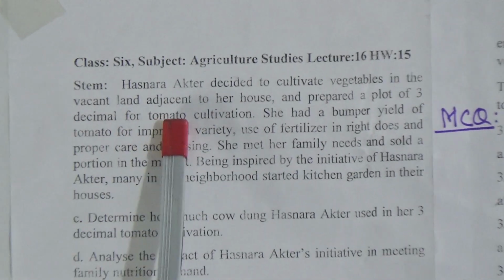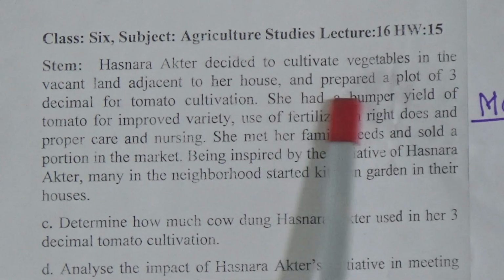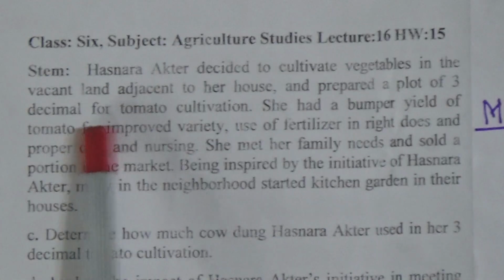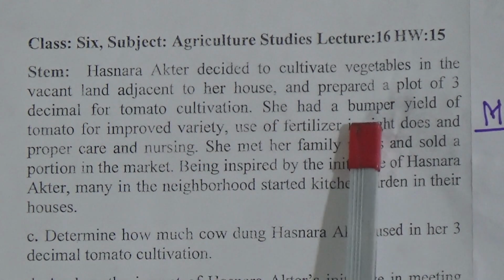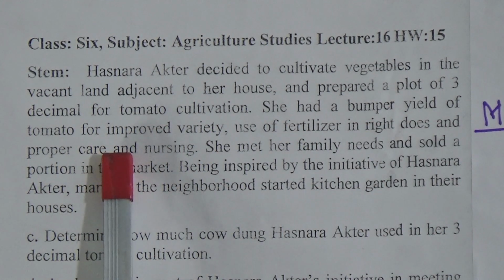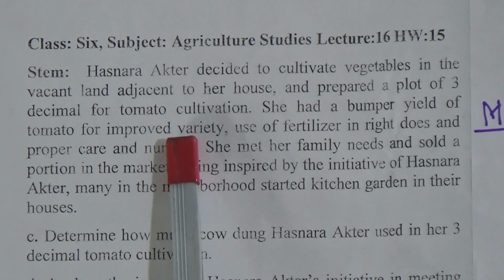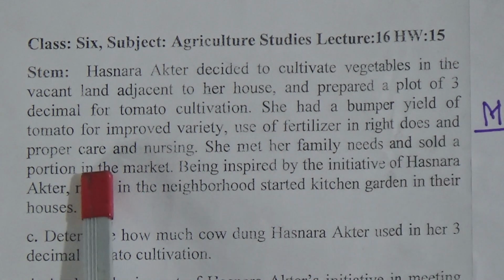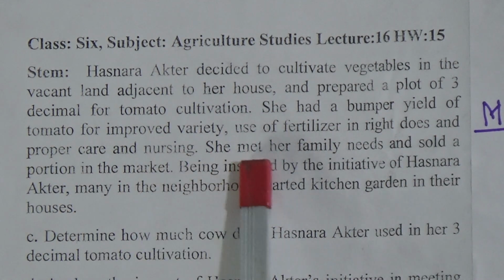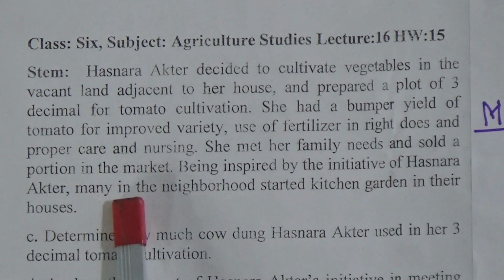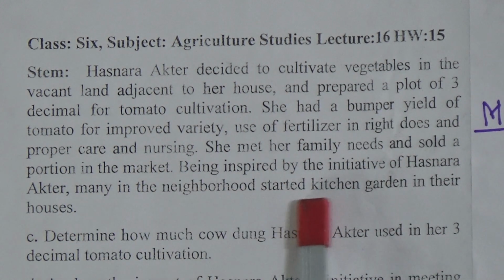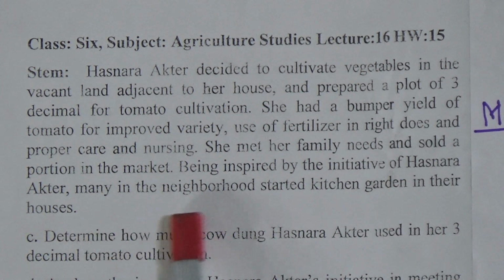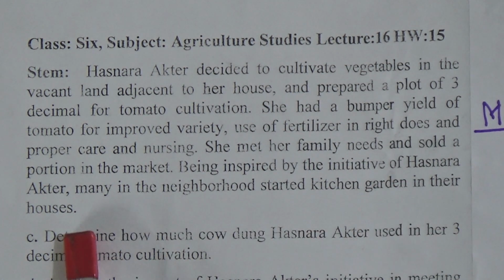My first stem is here. Hasnara Akhtar decided to cultivate vegetables in the back-end land adjacent to her house and prepared a plot of 3 decimal for tomato cultivation. She had a bumper yield of tomato for improved variety. Use of fertilizer in right dose and proper care and nursing. She met her family needs and sold a portion in the market. Being inspired by the initiative of Hasnara Akhtar, many in the neighborhood started kitchen gardens in their houses.